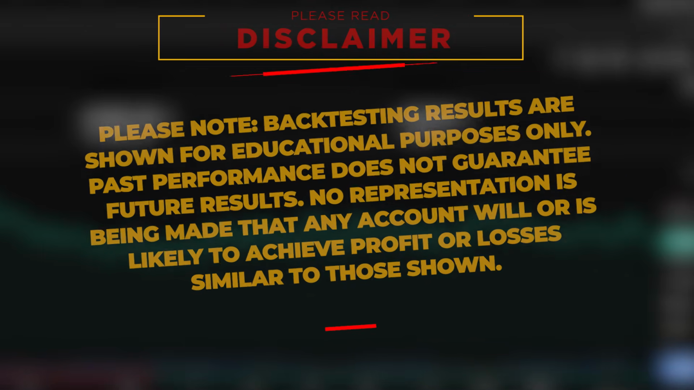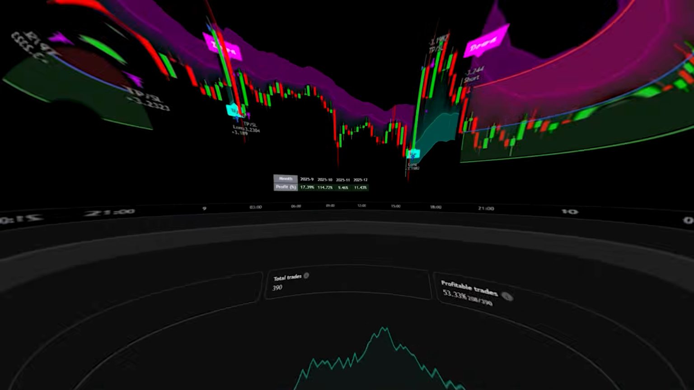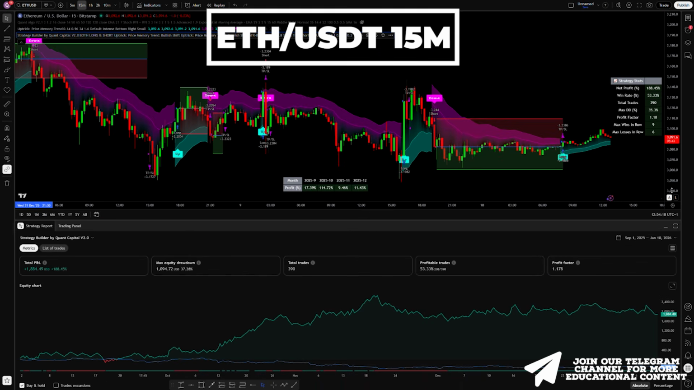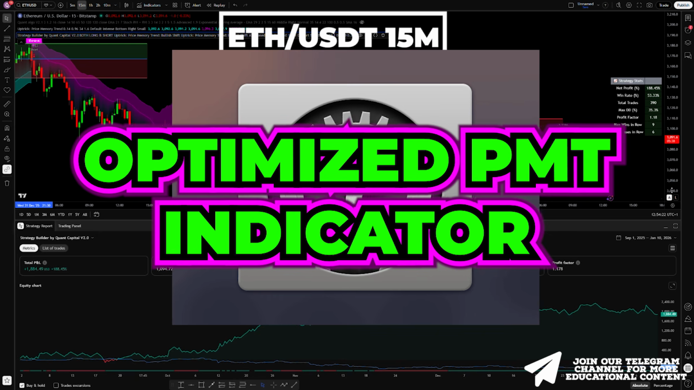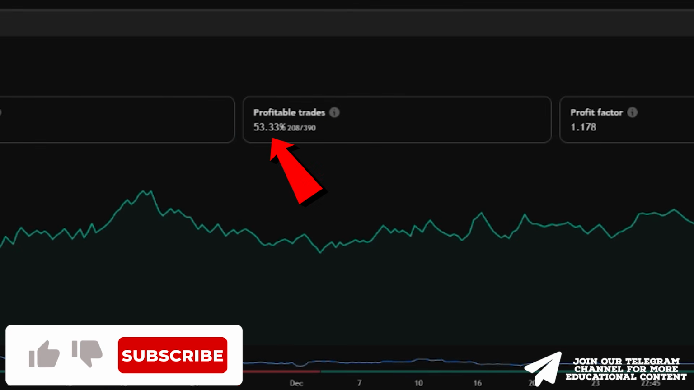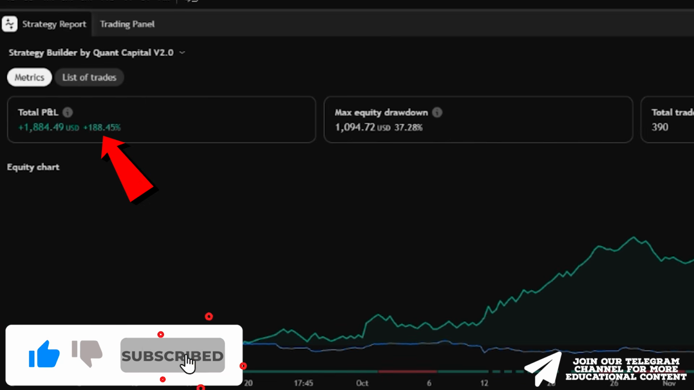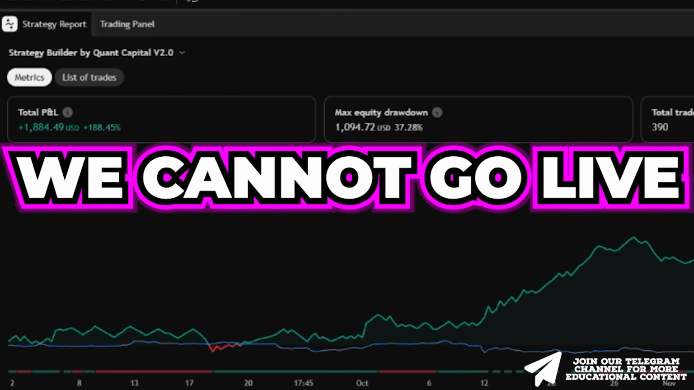Note that backtesting results are shown for educational purposes only. Past performance does not guarantee future results. Here are the initial results for Ethereum on the 15-minute time frame using the optimized PMT indicator without applying table confirmation. So, we have a moderate win rate of 53%, though the net profit figure of 188% is not so bad. However, with such a massive max drawdown of 37%, we cannot go live.